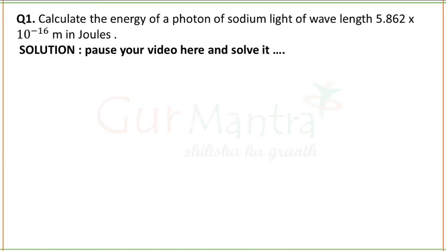I hope guys you have cleared up Planck's quantum theory. Now we have a question here, which is to calculate the energy of a photon of sodium light of wavelength 5.862 into 10 to the power minus 16 meter, in joules. So basically you are given the wavelength, and now you have to calculate E. I would suggest here to pause your video and solve it by yourself, although I am giving you some time.